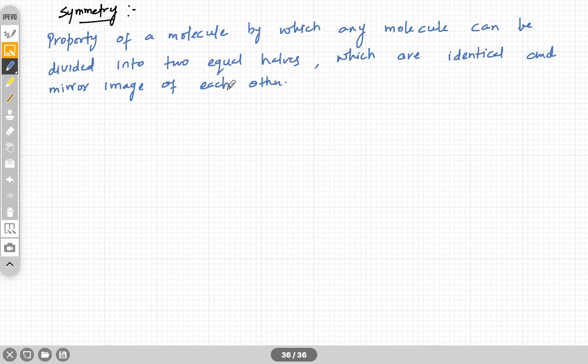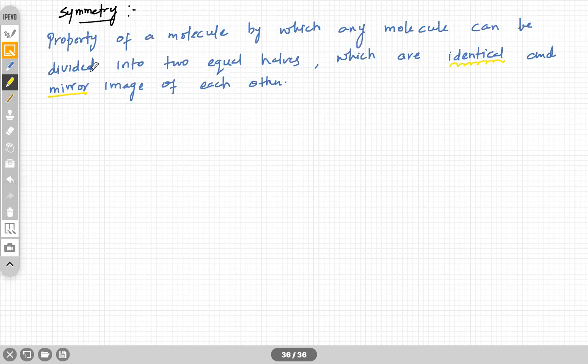Identical and mirror image, these two points are important here. You have to keep this in mind. A given molecule is said to be a symmetrical molecule when it can be divided into two equal halves, or we can say two identical halves, and each half is a mirror image of the other. That is the symmetry we have.